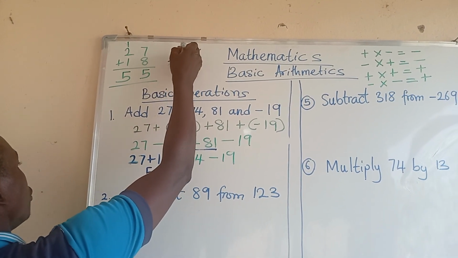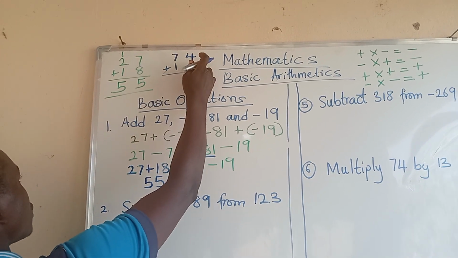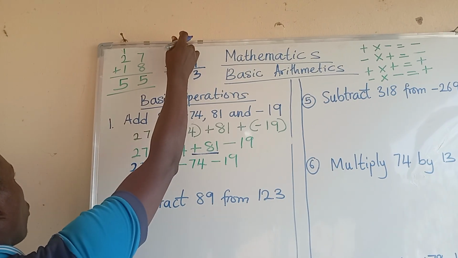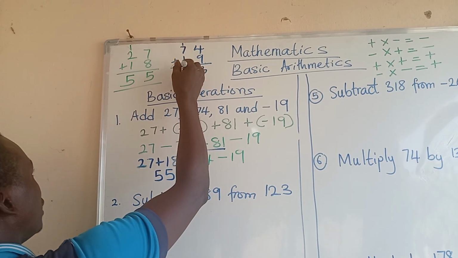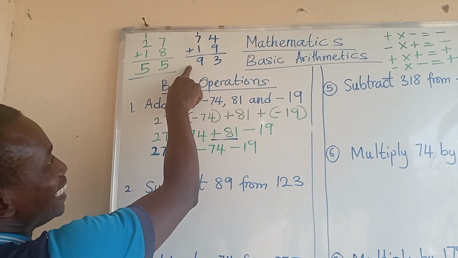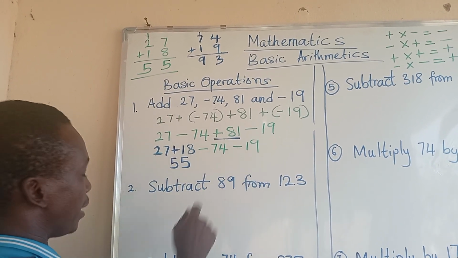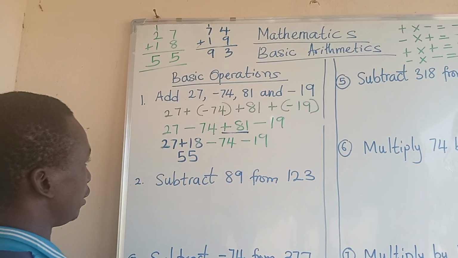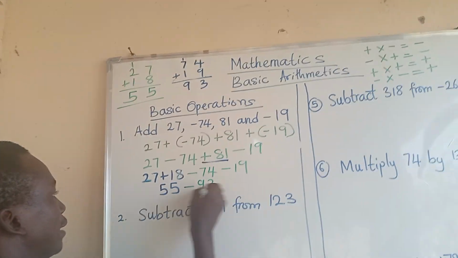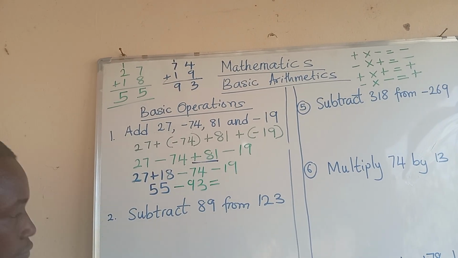So you are going to have 74 plus 19, which is going to give us 4 plus 9 is 13. You write 3, you carry 1. 1 plus 7, 8, plus 1, 9. So your answer is going to carry a negative sign because both numbers are negative. So your answer will be minus 93.